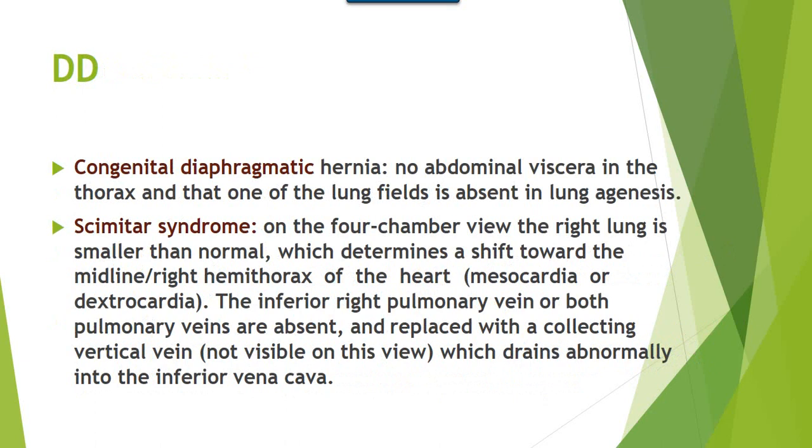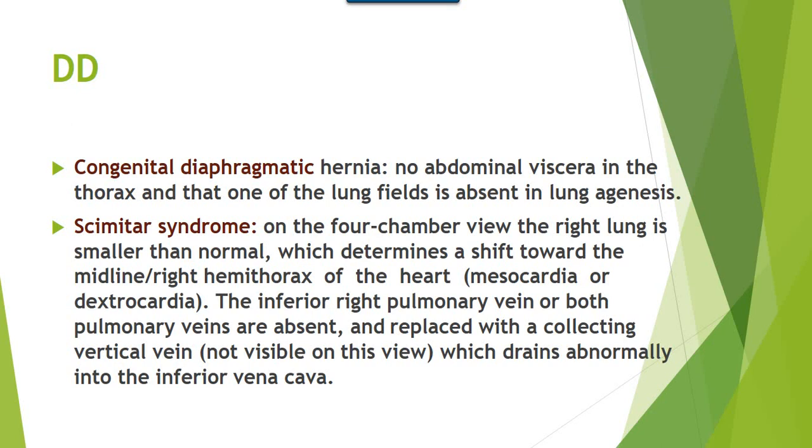Differential diagnosis. Main differential diagnosis is congenital diaphragmatic hernia. That is differentiated from lung agenesis by the absence of abdominal viscera in the thorax, and that one of the lung fields is totally missing and absent in lung agenesis.